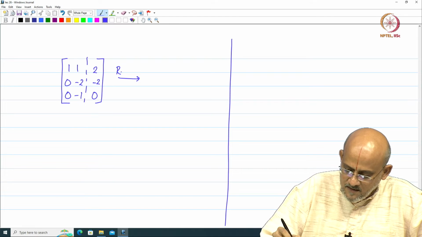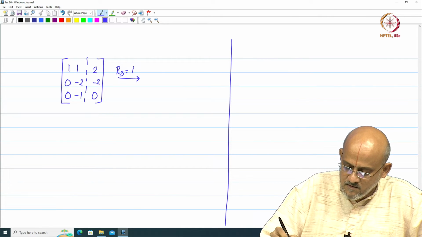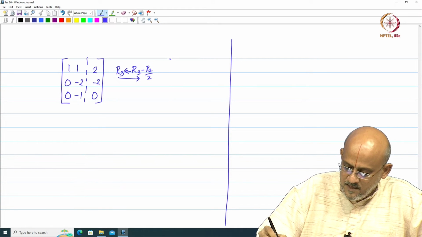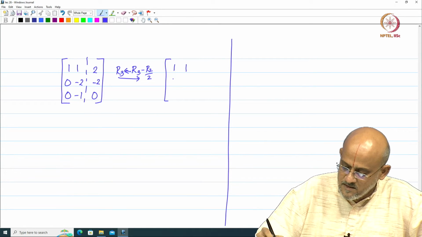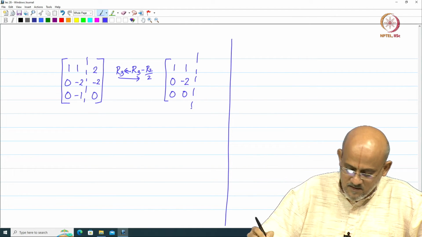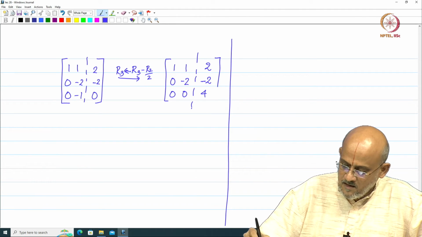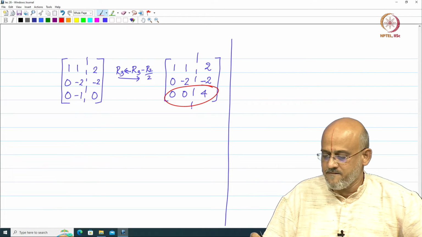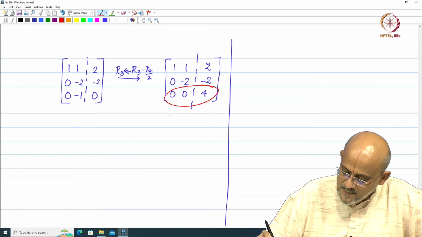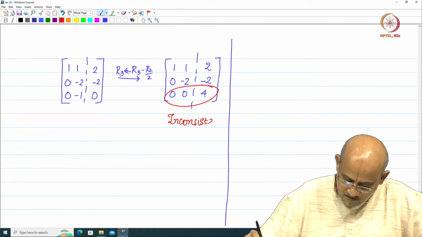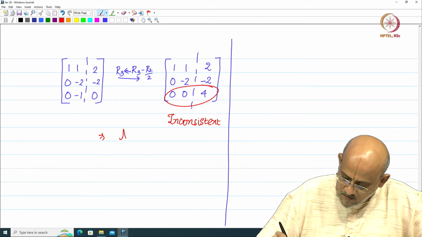Again we do R3 equals R3 minus R2 by 2. So, we end up getting 1 1 0, minus 2 0 0, and this we have 2 minus 2 4. And what we see here is there is an inconsistency. The 0 row on the left hand side has a non-zero element on the right hand side. So, this is inconsistent, and therefore, we say that there is no solution.